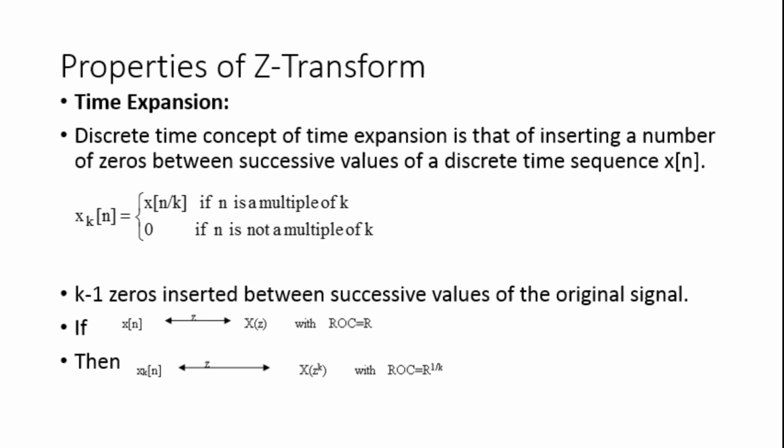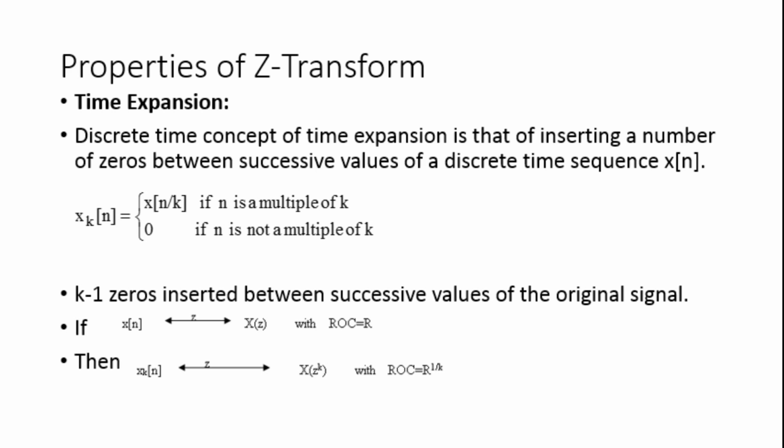Next property we have is time expansion. The discrete time concept of time expansion is that of inserting a number of zeros between successive values of a discrete time sequence x of n. xk of n is equal to x of n by k if n is a multiple of k, and 0 if n is not a multiple of k. K minus 1 zeros are inserted between successive values of the original signal.